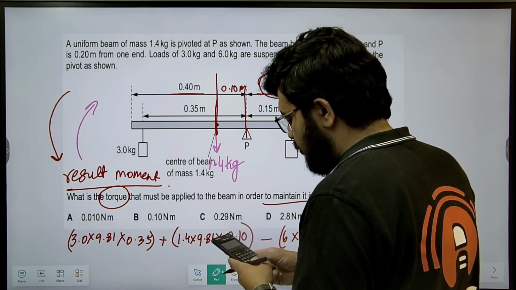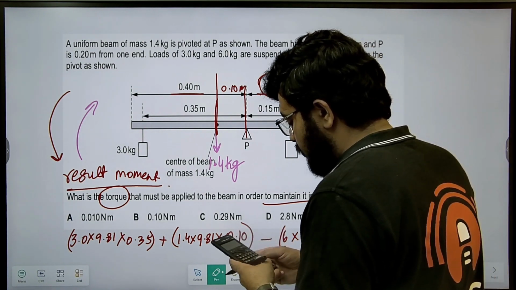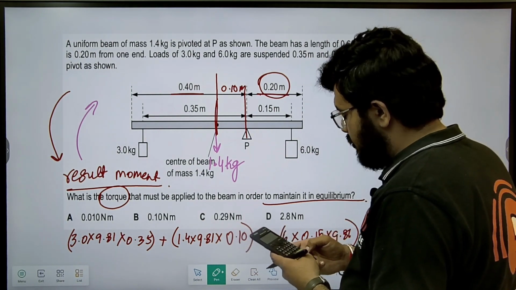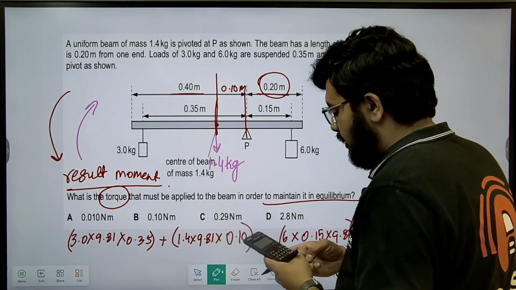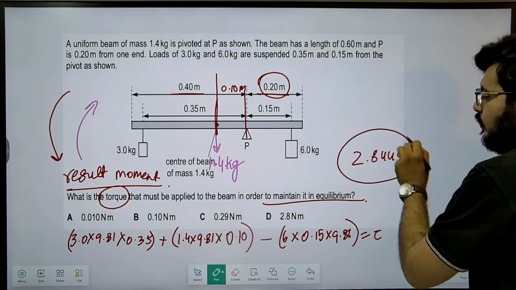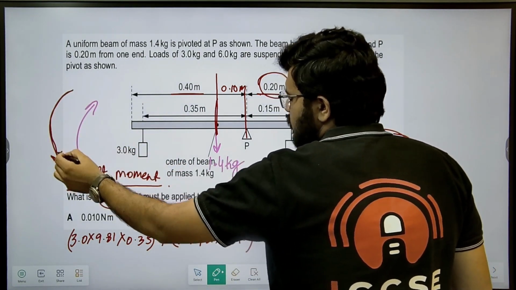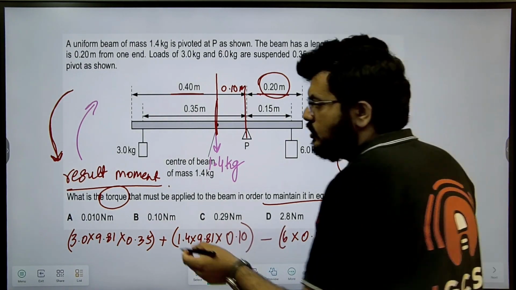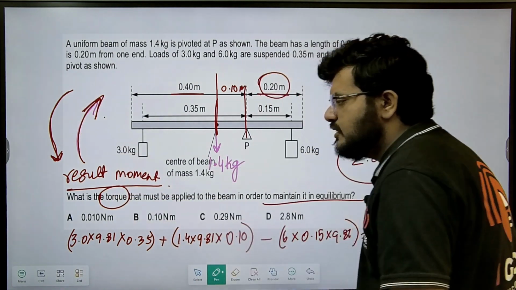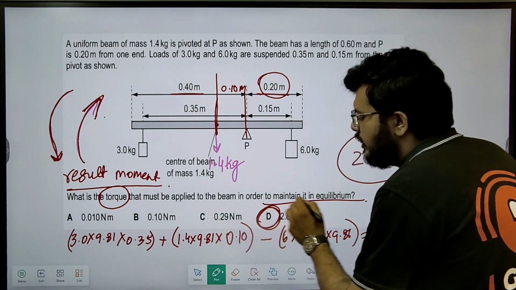3.0 into 9.81 into 0.35 plus 1.4 into 9.81 into 0.1 minus 6 into 0.15 into 9.81. This is the resultant torque, 2.8449. What direction will this be? This is going to be in anti-clockwise direction. So I have to give my resultant torque in clockwise direction. Let's see what should be the torque. 2.8 Newton meter.